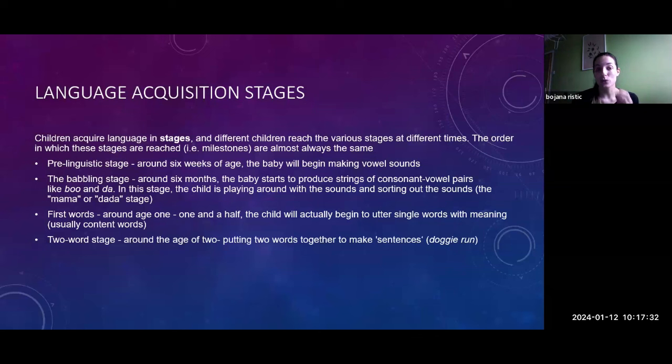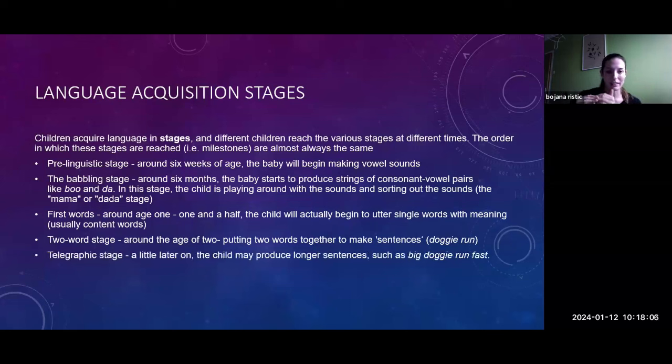Then we get to the two-word stage around the age of two. Between one and two, of course, a lot of trying out is happening. The child is actually learning to connect concepts to something that they are pronouncing. And then they are starting to put two words together and start making sentences, right? Something like doggy run, me, water, right? Stuff like that. And this two-word stage can last for quite a long time and then can be developed into something that we call the telegraphic stage.